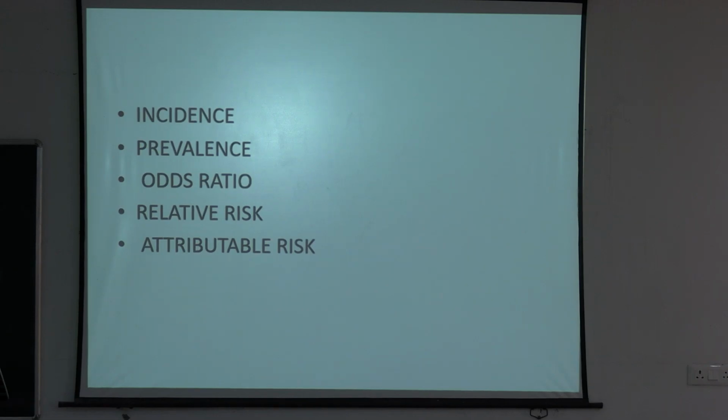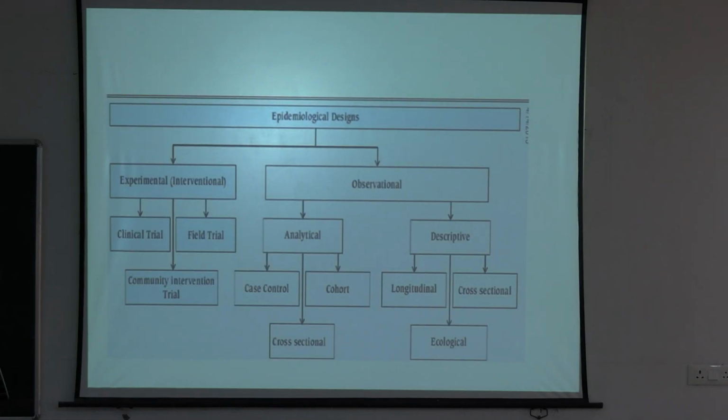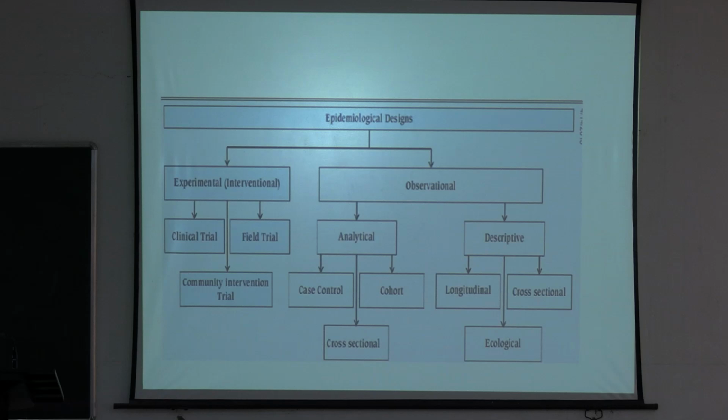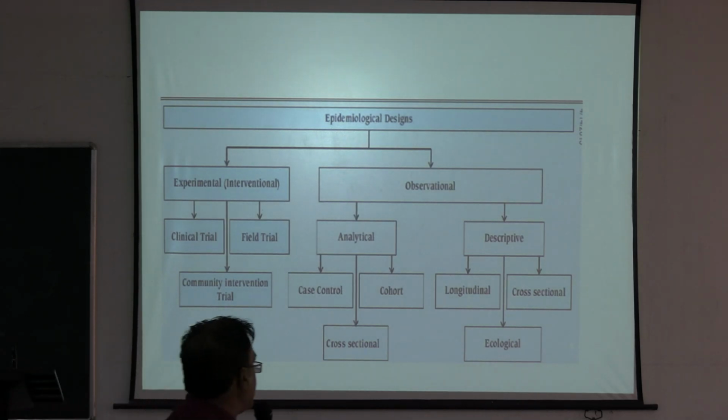But before that, any epidemiological design, this is very important. You can maybe take a screenshot of this if you wish. What are the epidemiological designs? The question is, what are the epidemiological designs that you know of? So you have basically observational and experimental. Observational means it can be just descriptive. Again, descriptive can be two types, longitudinal and cross-sectional, and also it can be ecological. Observational also can be analytical, which includes case control and cohort, and that again could be cross-sectional.